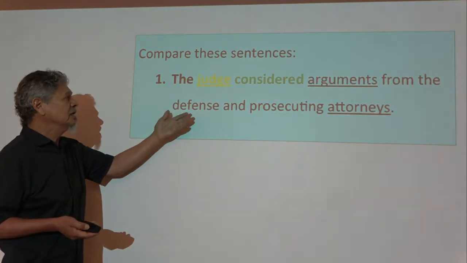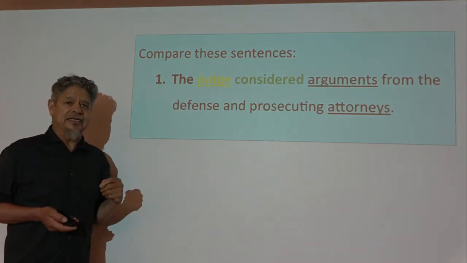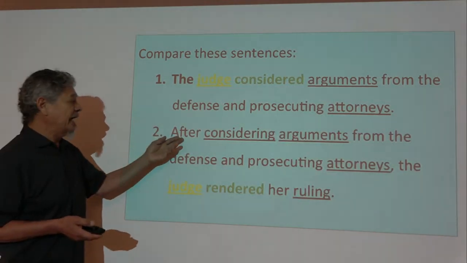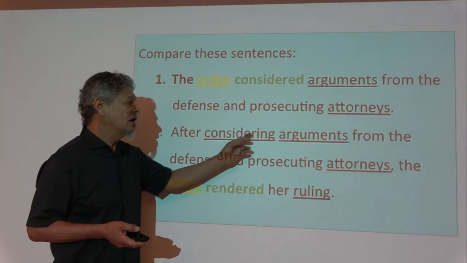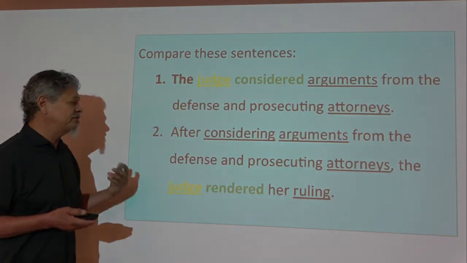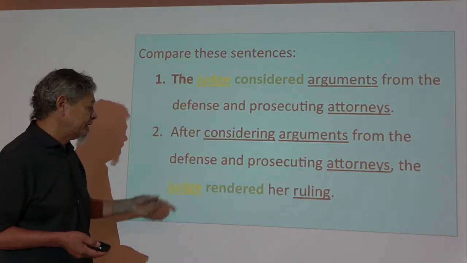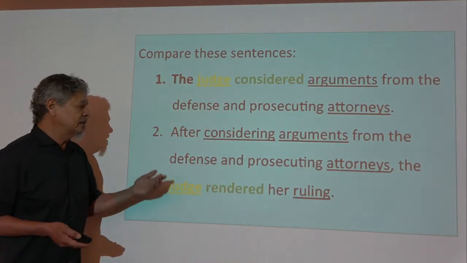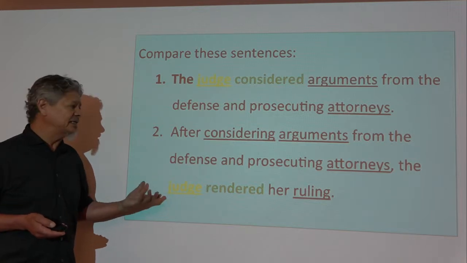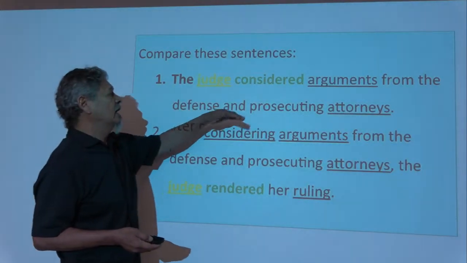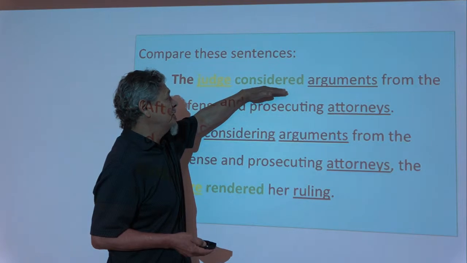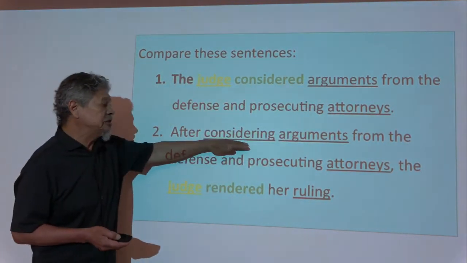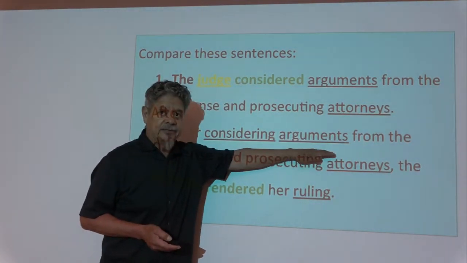Now, if we were to shorten this sentence by using a gerund, we could say, after considering arguments from the defense and prosecuting attorneys, the judge rendered her ruling. This sentence basically says the same thing, but we have changed the verb and the object for a gerund and the object.